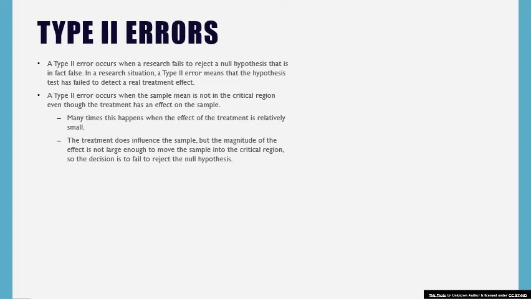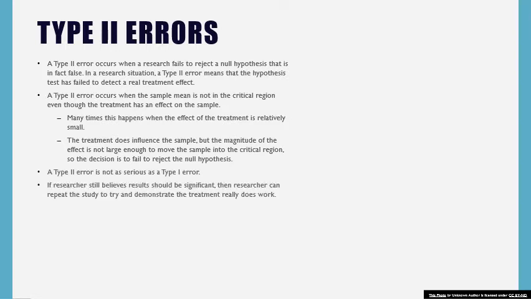Many times this happens when the effect of the treatment is relatively small. The treatment does influence the sample, but the magnitude of the effect is not large enough to move the sample into the critical region. So the decision is to fail to reject the null. A type 2 error is not as serious as a type 1 error. If a researcher still believes results should be significant, then the researcher can repeat the study to try and demonstrate that the treatment really does work.